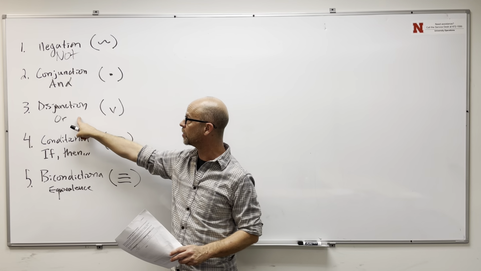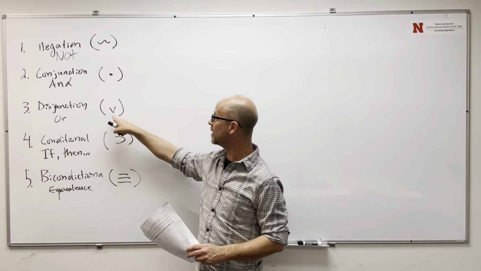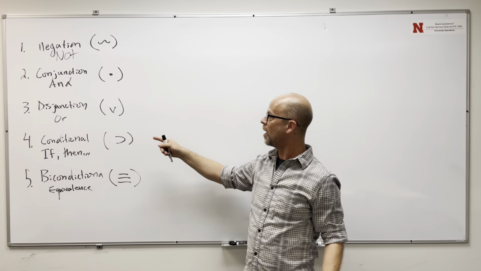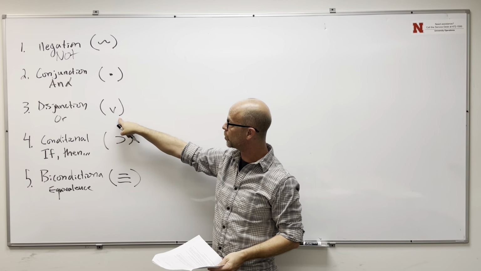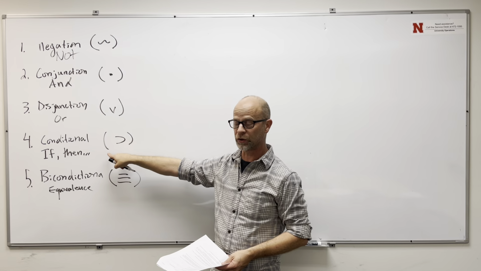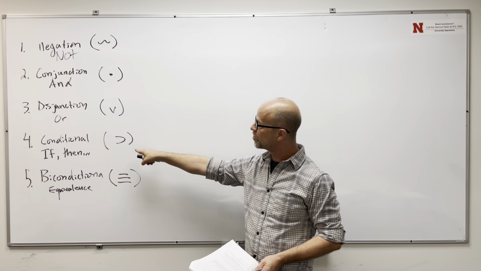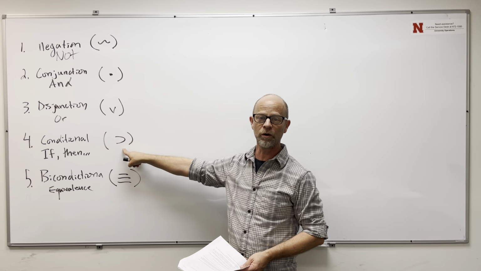We have disjunction, also understood as the or, and this is going to be symbolized with the V or wedge, right? It's either this or it's that. And so that's the symbol that we have for disjunction or the or. Number 4, we have conditional statements or the if-then statements. And the symbol that we're using for this particular logical connective is called the horseshoe.